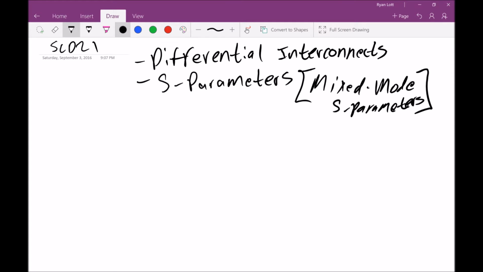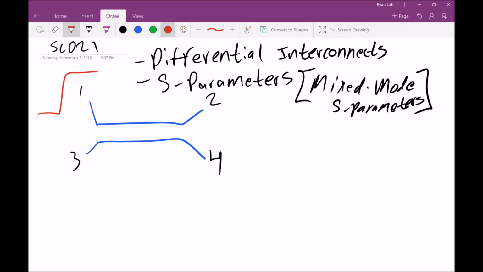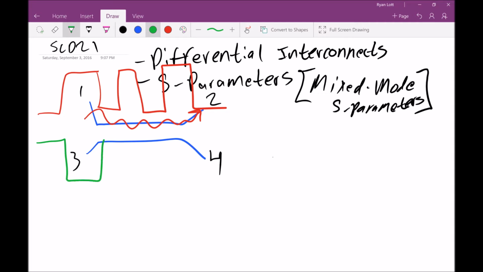Basically, I'll do a quick small review. You have a 4-port microwave device, or let's say a high-speed device, and we have 4 ports. And you can almost imagine as though you were sending in some sort of digital pulse from line 1 to 2 intentionally, and the exact same pulse except opposite polarity from 3 to 4. Now, why do we do this?